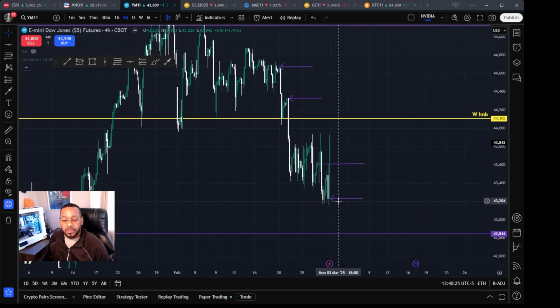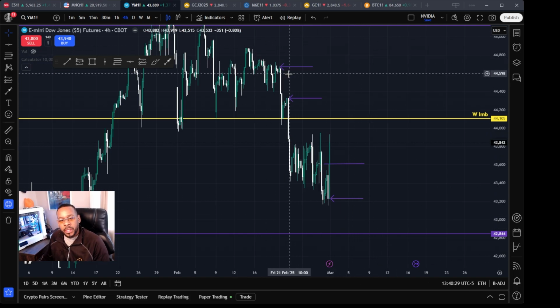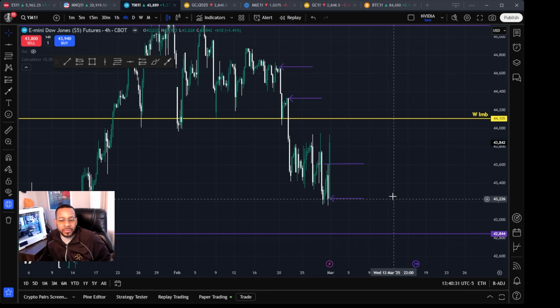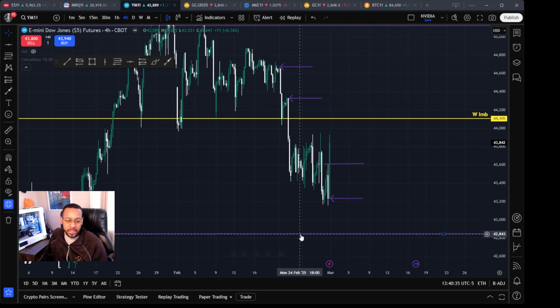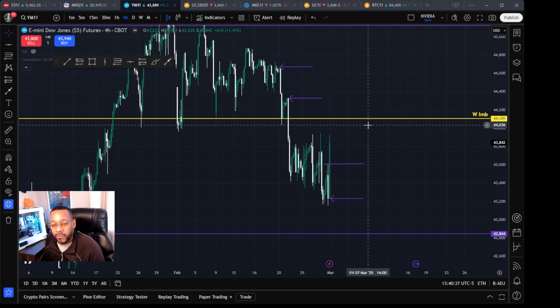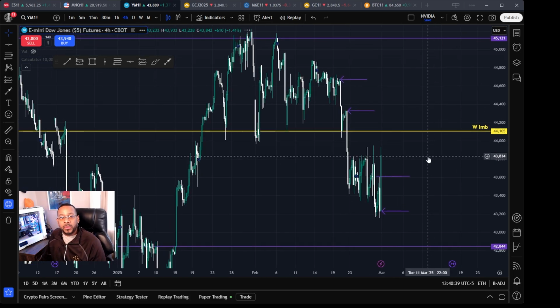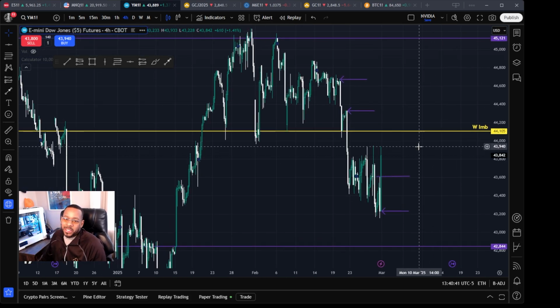If we get again a close below this equal low before we take out these equal highs, then we'll be looking for retracement, then continue down here to 42,844. So very curious to see what the market's going to do when it opens.